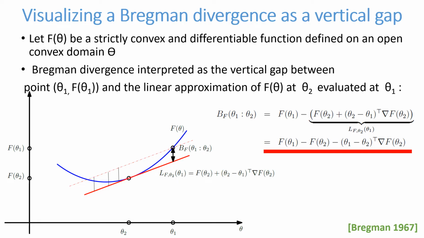We can visualize the Bregman divergence by graphing the function F of θ. The vertical gap between the point (θ1, F of θ1) and the linear approximation of F of θ at θ2 evaluated at θ1 represents the Bregman divergence. The concept of Bregman divergences was introduced in the 1960s with the concept of cyclic Bregman projections for finding a common point in a non-void intersection of convex objects.